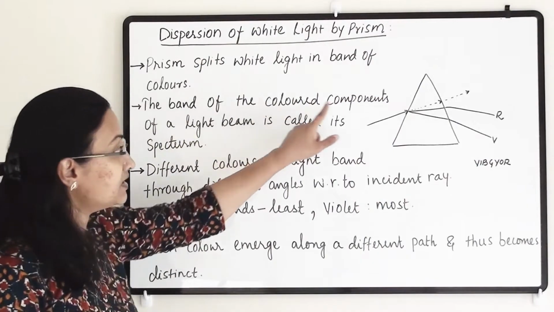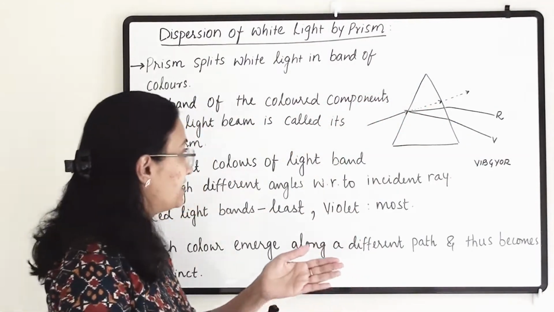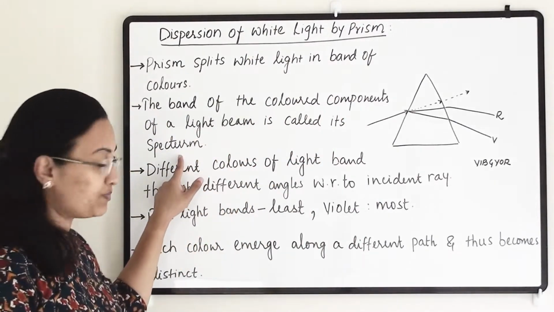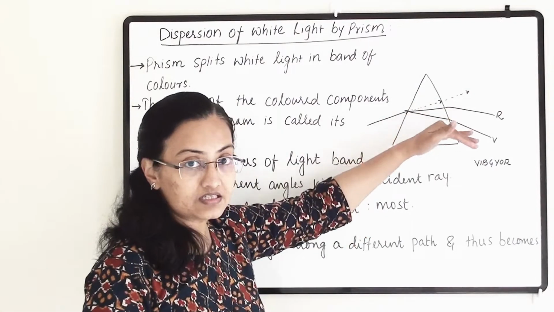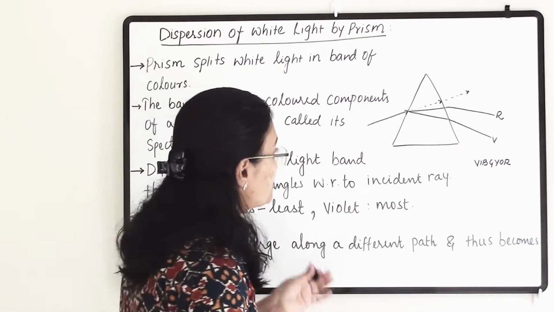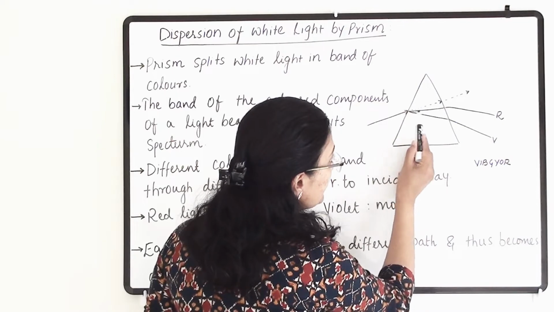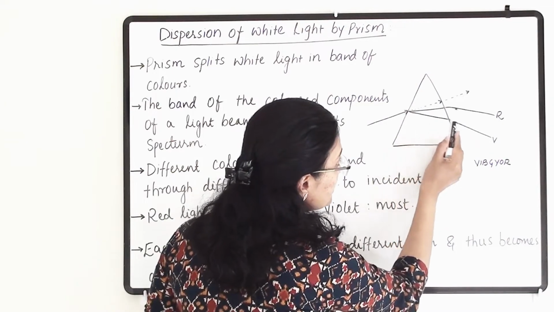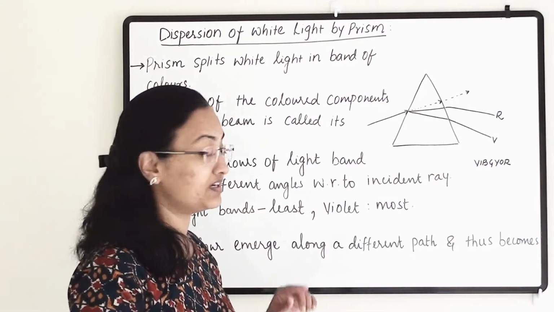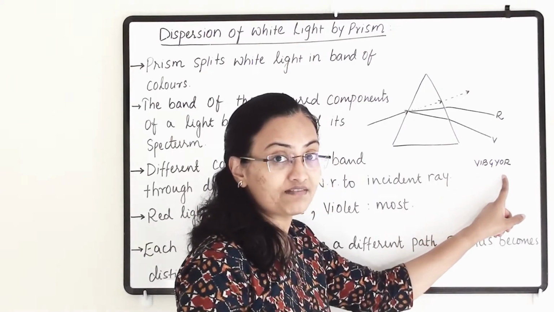These are the colored components which have separated from the white light. So the band of color components of a light beam is called its spectrum. Now there are 7 colors in this spectrum. Each color will bend separately. As we can see here, if we take only 2 colors, the red light or red path is distinct from the violet light. That means these 2 paths are different. And similarly, there will be a separate path for all the 7 colors.